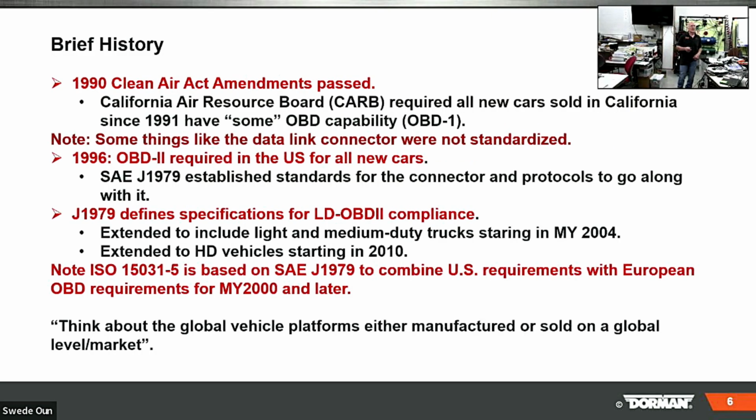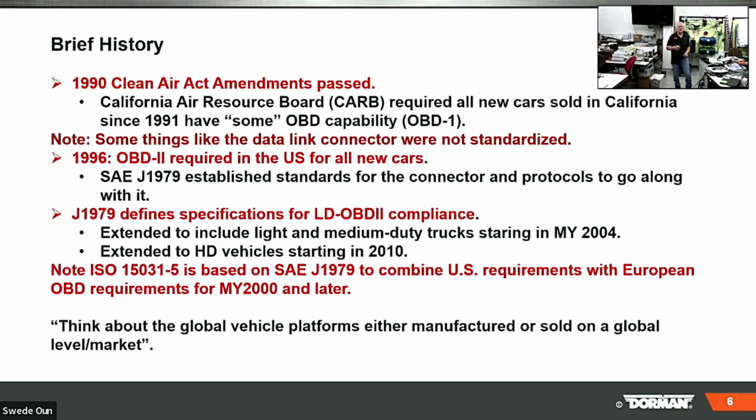Okay. Brief little history, good old California. It started with the 1990 Clean Air Act. You're going to have it in the handout, so I'm going to go really fast for this. By now, everybody knows about CARB, the California Air Resources Board, or shortened to ARB. Back in the day, it required all new cars sold in California since 1990 to have some sort of onboard diagnostic capability, and that was your OBD1.